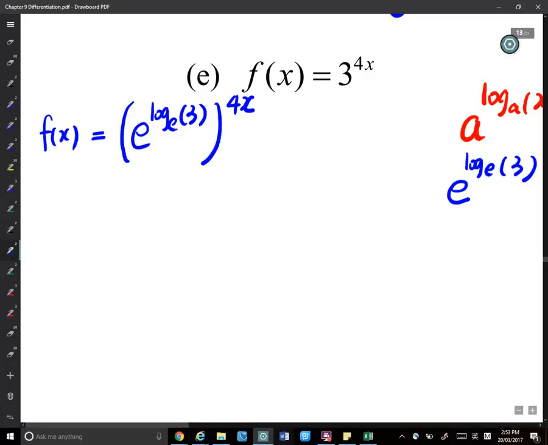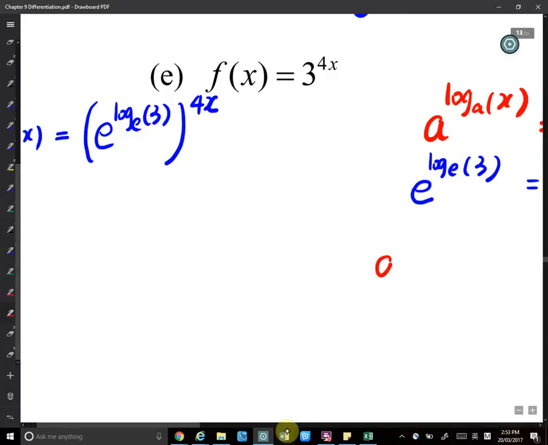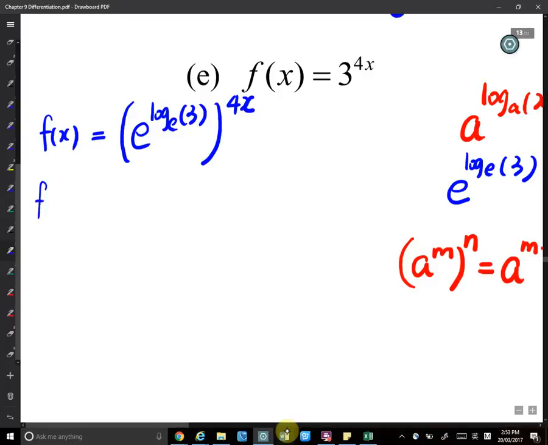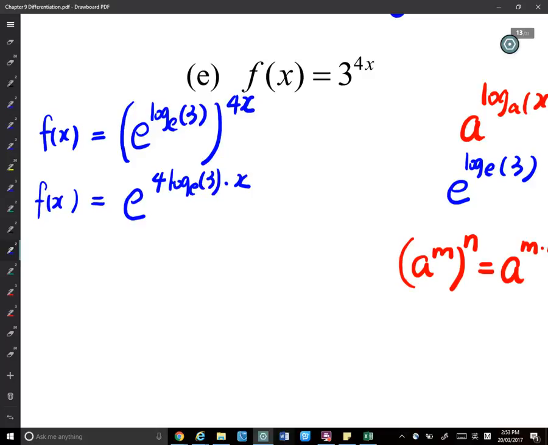Then let's write another rule here. a to the power of m, then to the power of n, will equal a to the power of m times n. So f(x) can be simplified to e to the power of 4 times log_e 3 times x. Multiply those two numbers together, so it's 4 log_e 3 times x.